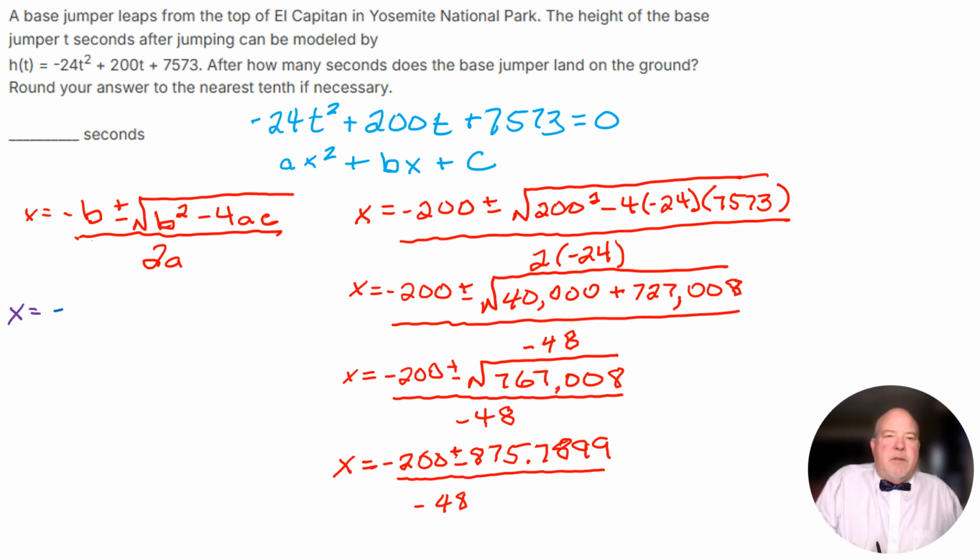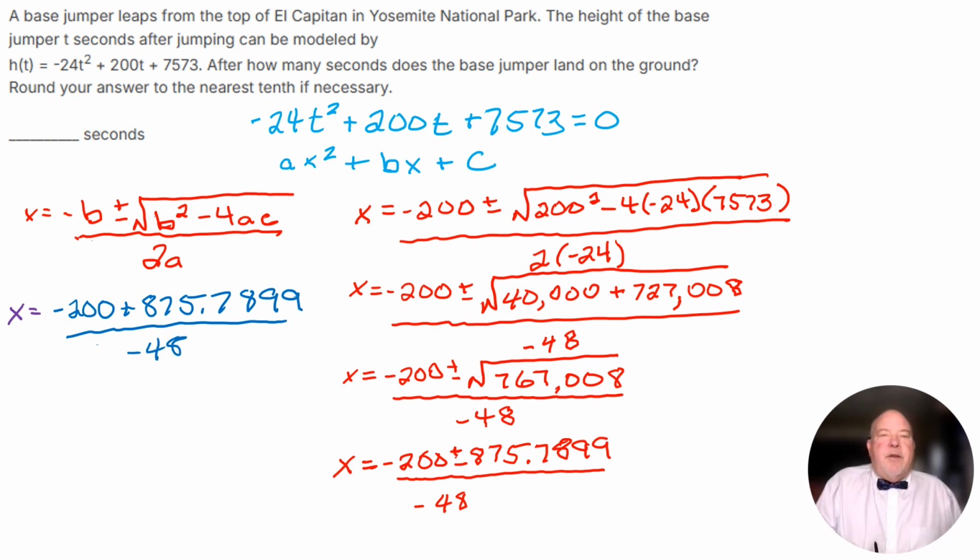So x equals negative 200 plus 875.789 divided by negative 48. And so I would add those together and divide by negative 48. And what you get is negative 14.1. Now remember, what we're finding is the time in seconds until you reach the ground. Well, that time can't be negative. That doesn't make any sense. So we don't need to worry about that answer.